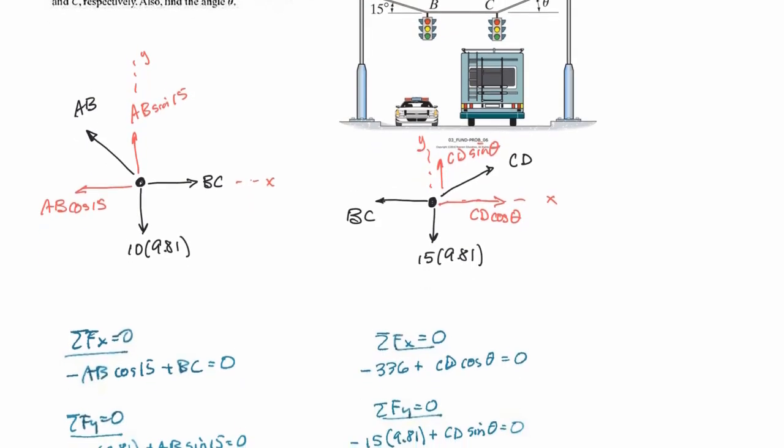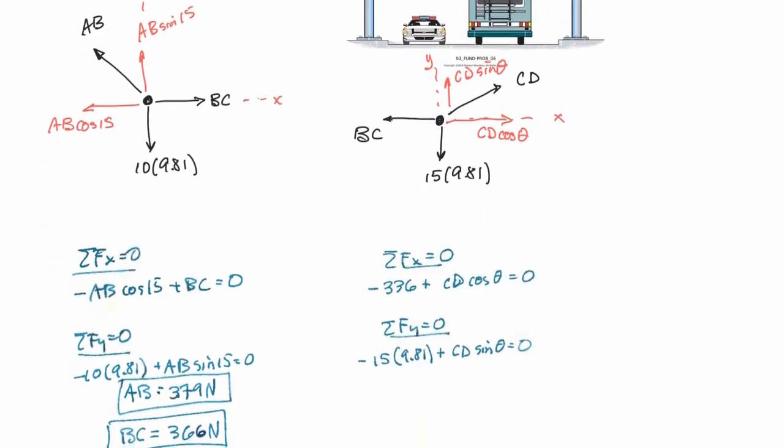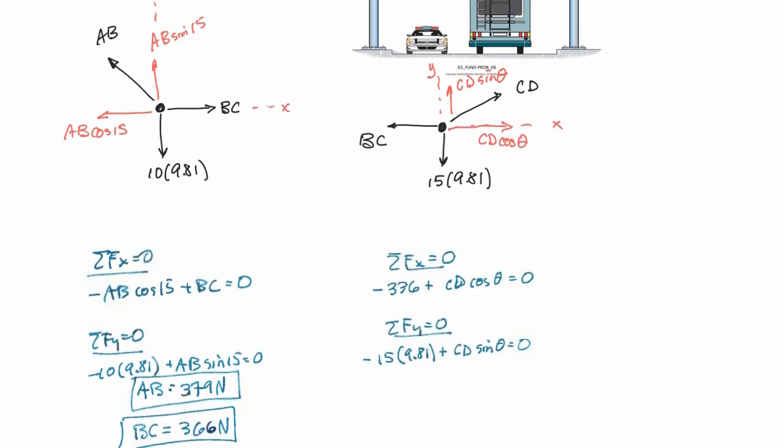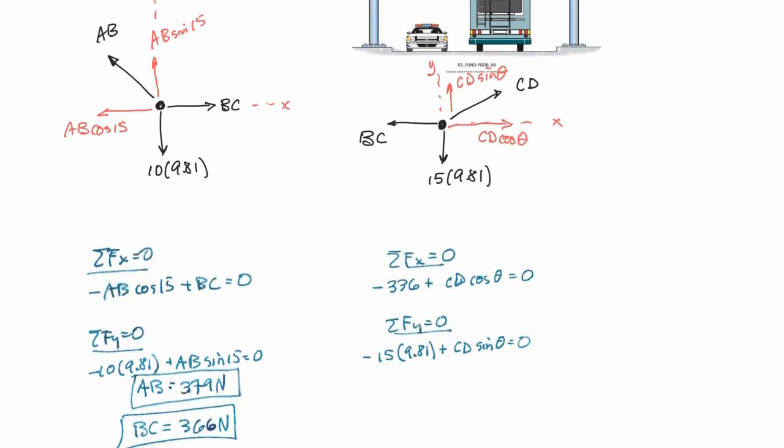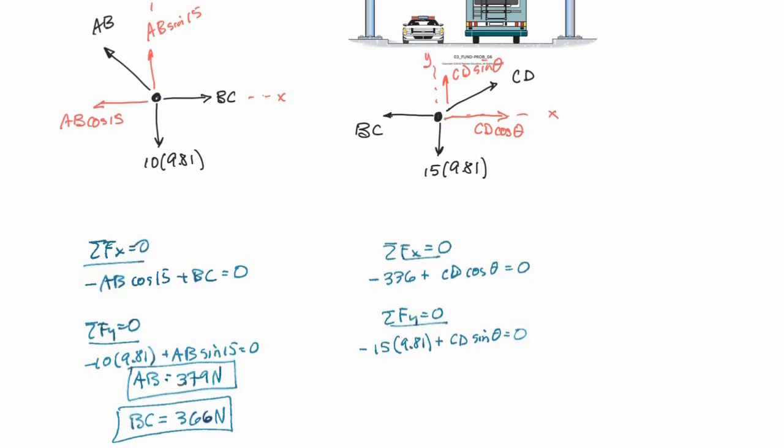Once I have the free body diagrams drawn, I move to the equations of equilibrium. So I'm just going to move this up here. We don't really need that picture anymore, and I'm just going to show you how to do the solutions properly. So let's go back to the left picture now. The sum of the forces in the x has to be equal to 0. So I'm going to say that is minus AB cosine 15 plus BC equals 0. Can't solve for either one of those quite yet. So let's do the sum of the forces in the y. Minus 10 times 9.81 plus AB sine 15 equals 0. This is one equation with one unknown, so I can solve for AB right there. Now I know the tension in AB. I can plug that back into this equation and solve for BC.